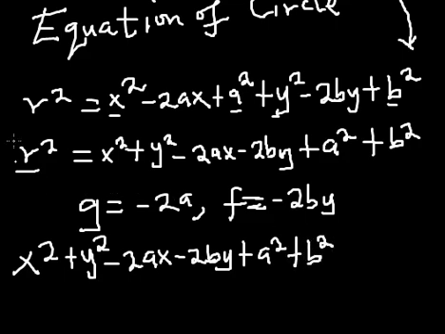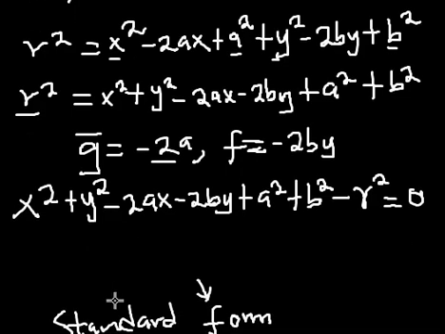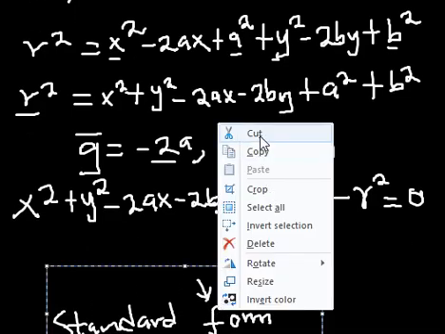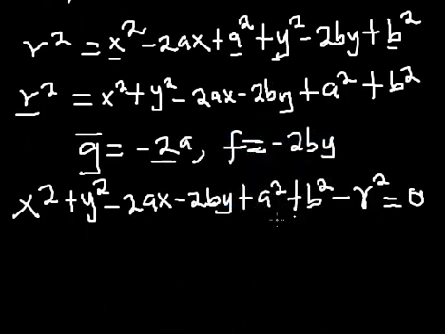Now bringing r square to the other side of the equation, I'm going to have minus r square, which of course will give me equal to 0. Now with what I have here, I will use g to represent minus 2a. Then I've used f to represent minus 2b. Then, to represent the whole of this, they are all constant.